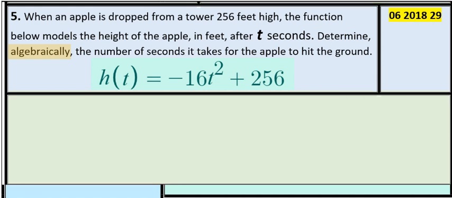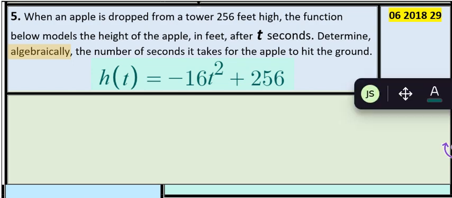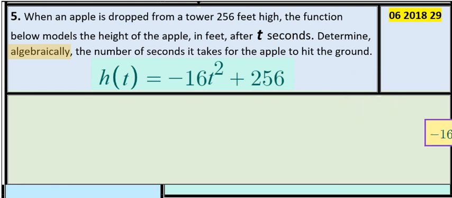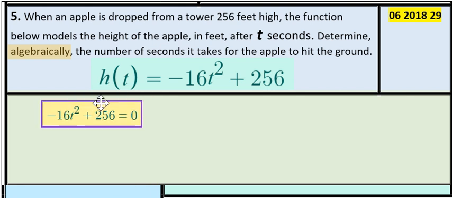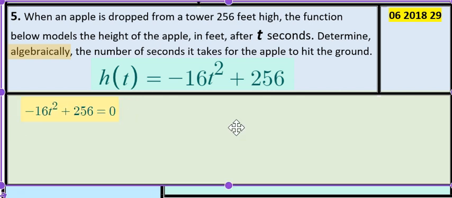So if I'm on the ground, my height is 0. That means I'm touching the ground. So I want to set this equation equal to 0. So negative 16 t squared plus 256 equals 0.